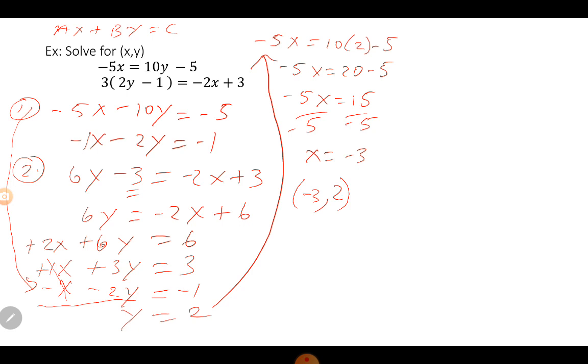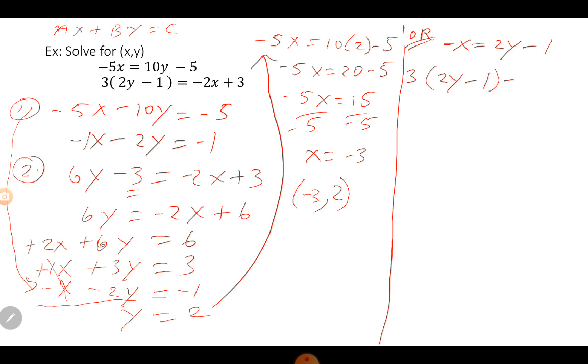As a matter of fact, there's another way of solving this equation, so let's look at that. And this is a faster way. So observe, if from the very beginning, before I move the 10y over, I divided everything by plus 5, that would become minus x equal to 2y minus 1. Well, here's our second equation. 3 times 2y minus 1 equal to minus 2x plus 3.